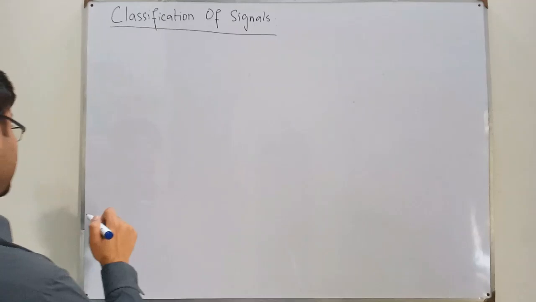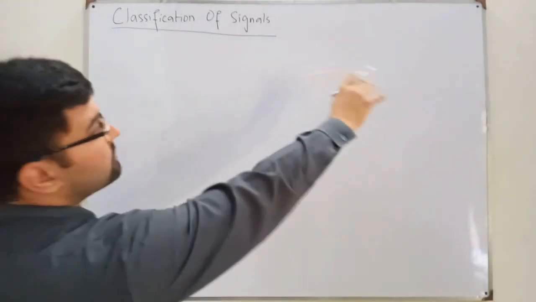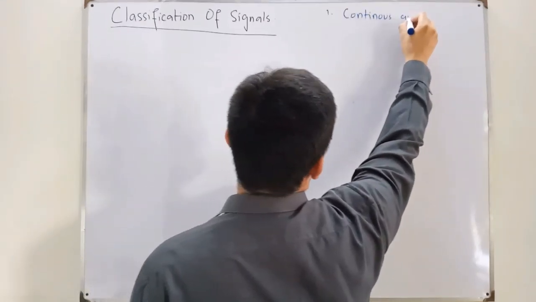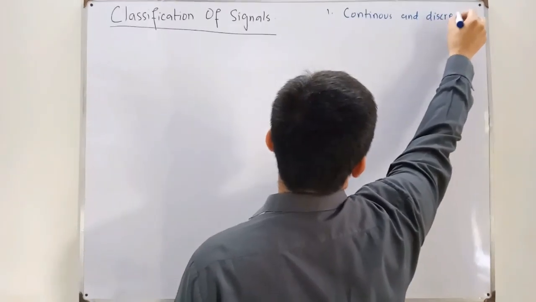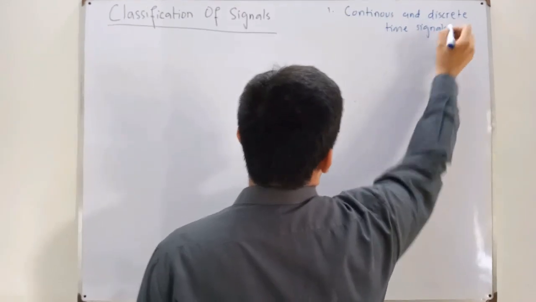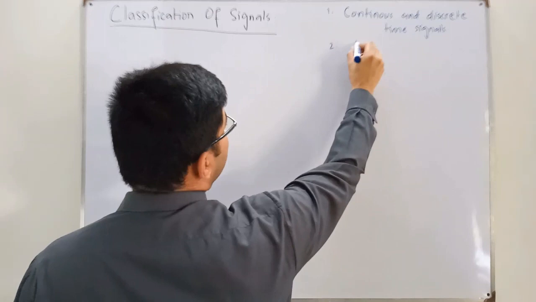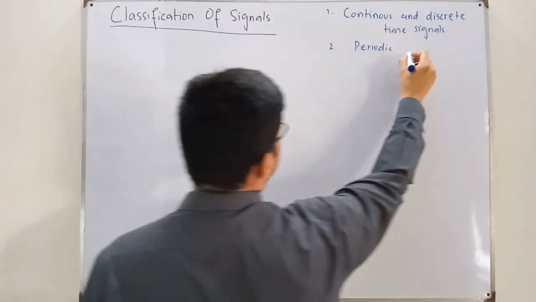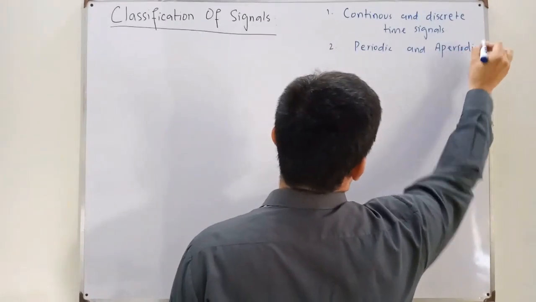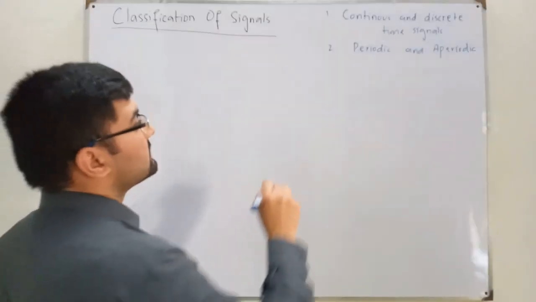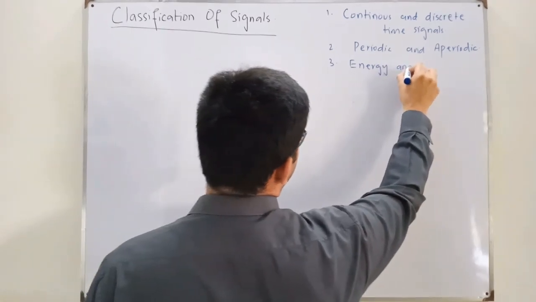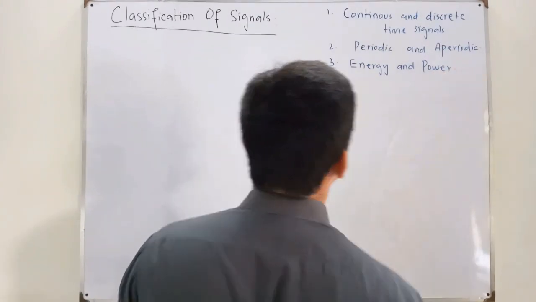So the first and foremost important, I will write over here. The first is the continuous and discrete time signals, which we have already seen. The second would be periodic and aperiodic signals, which we will not see in this video. We will see them in great detail, maybe in the next video. The third would be energy and power signals. This also we will not see in this video.